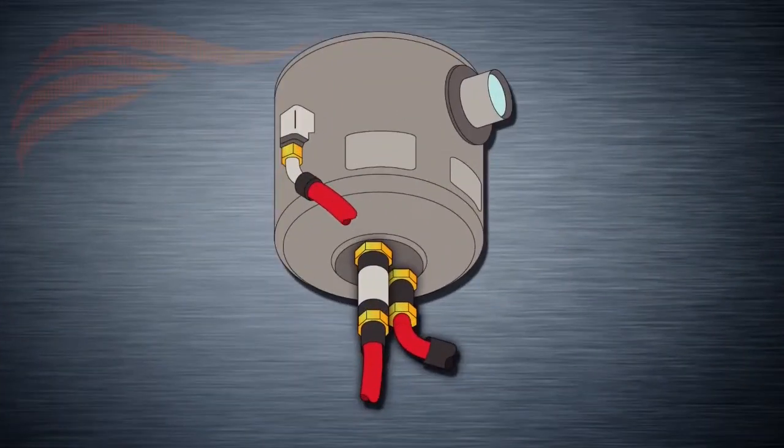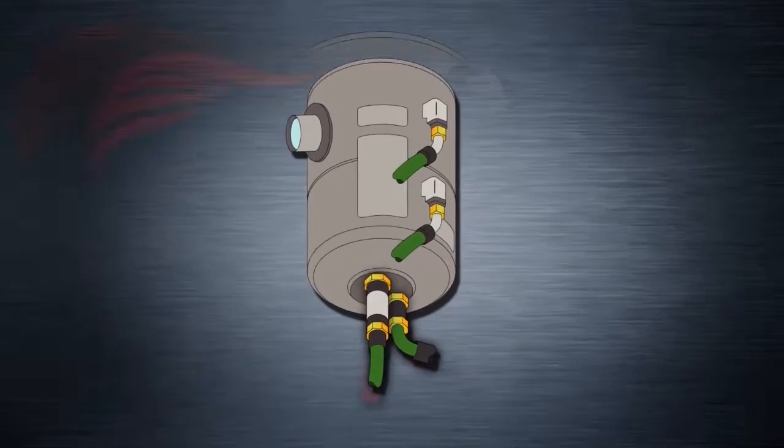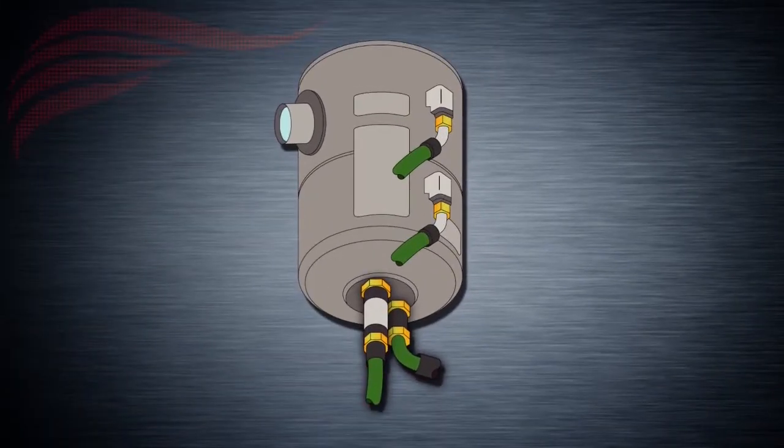The System A reservoir has a standpipe for the engine-driven pump, and a port in the bottom of the reservoir for the electric pump. The System B reservoir supplies its engine-driven and electric pumps from the same standpipe. A port at the bottom of the System B reservoir supplies fluid to the power transfer unit, which we will be discussing later in the lesson.